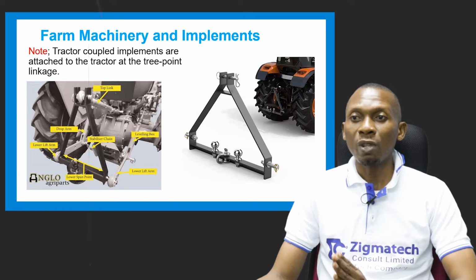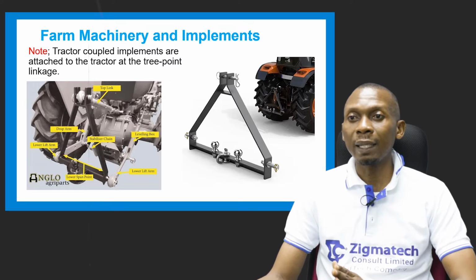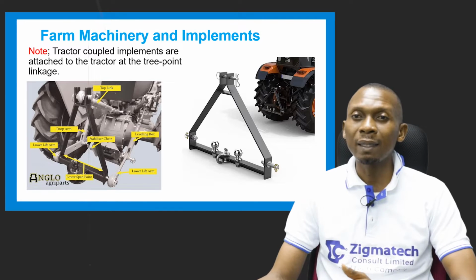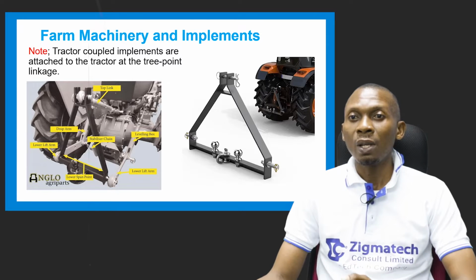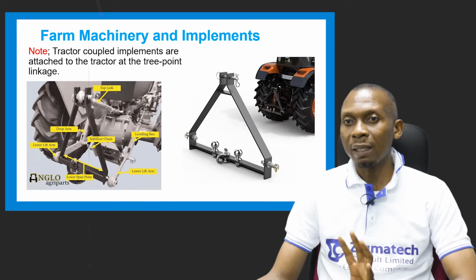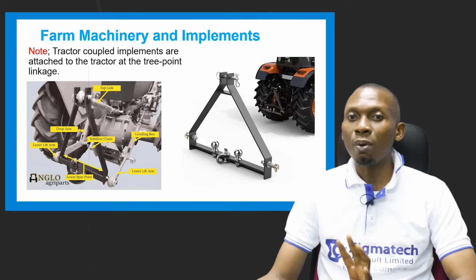It's attached to the tractor. It can be detached and it can be attached to the tractor. But that is where tractor-coupled implements like the plow, the harrow, the ridges are attached to. And also some other implements that are drawn can be attached to the tractor using this particular place called the 3-point linkage.